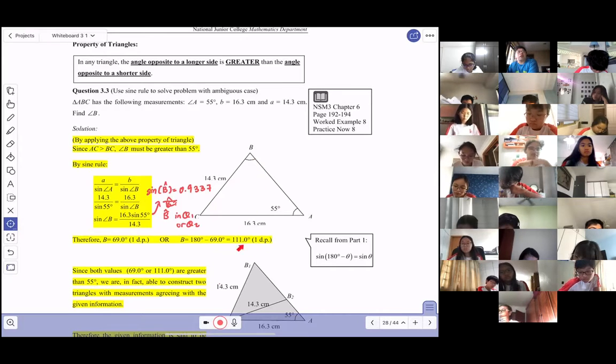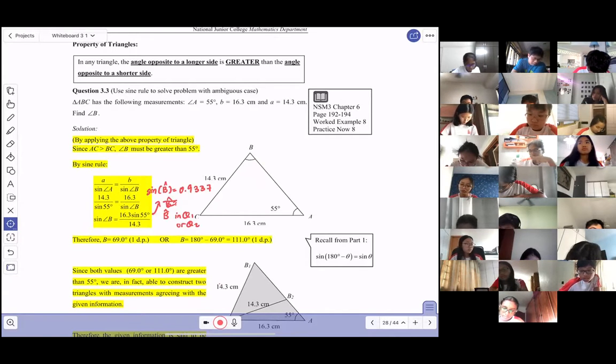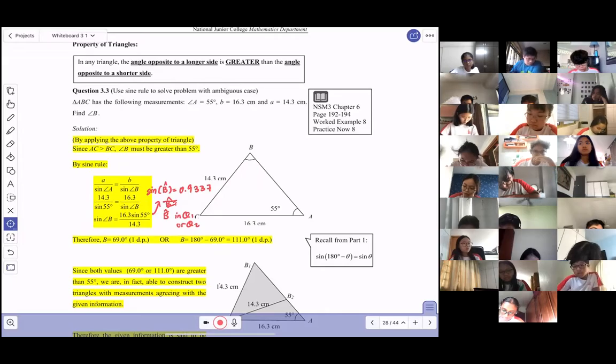Looking at 111, yes, indeed sine B is positive, and if I add them up it is less than 180, so it is still possible. To the girl who asked this question, that's why there are two answers.